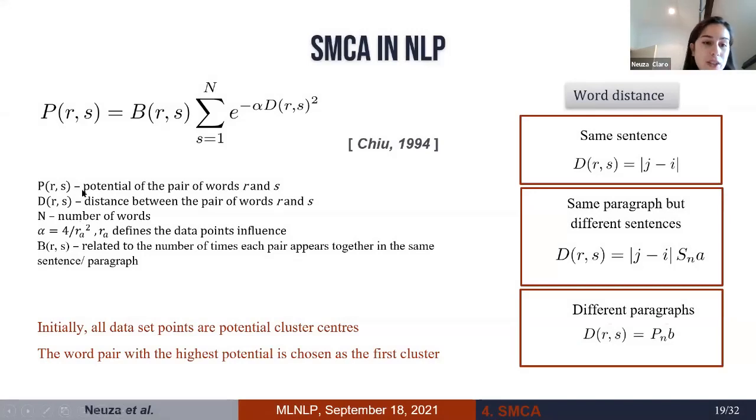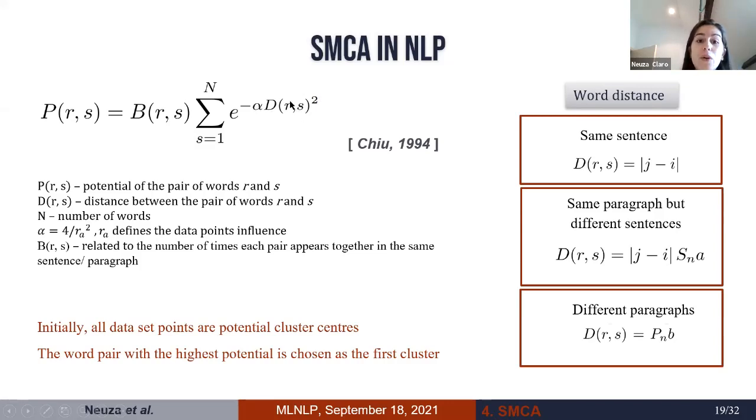The center of each cluster is calculated by this function, where the potential of every word pair is evaluated. The potential of the pair of words R and S is equal to this factor B, which is related to the number of times each pair appears together in the same sentences or paragraph, multiplied by this sum, where n is the number of words. This alpha is equal to 4 divided by the square of R sub A, where R sub A defines the data point's influence. And here you have the square of the distance between where the words appear in the document.